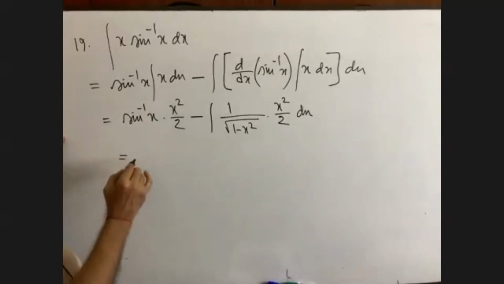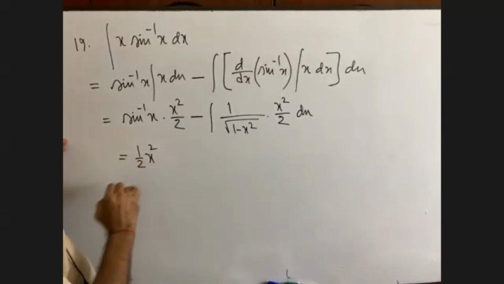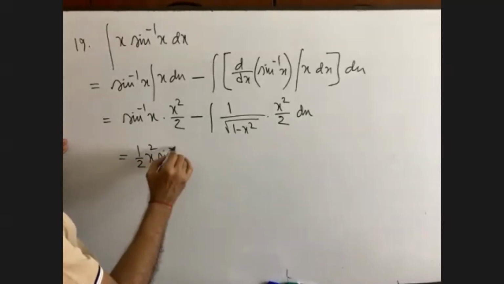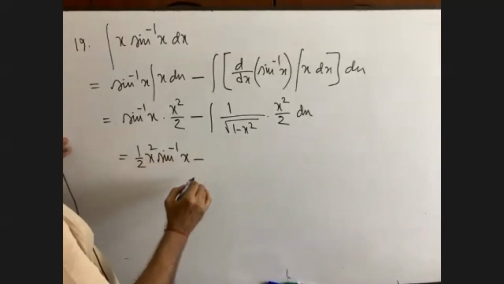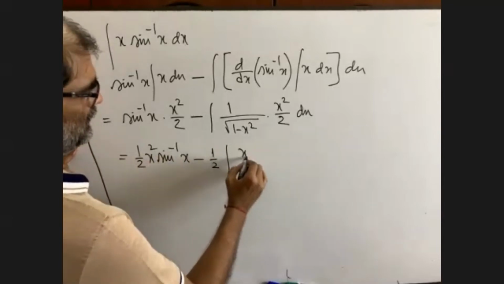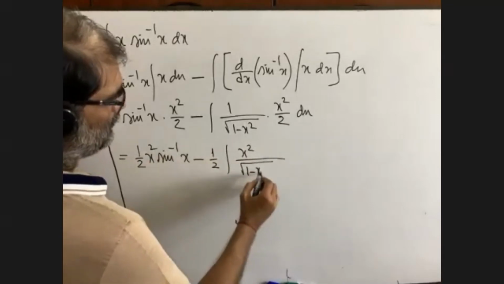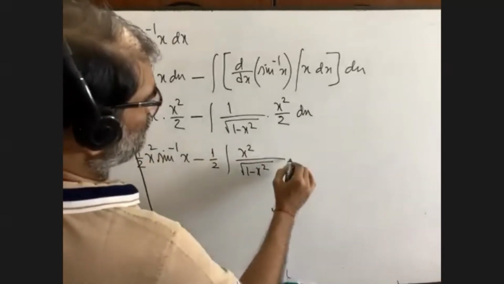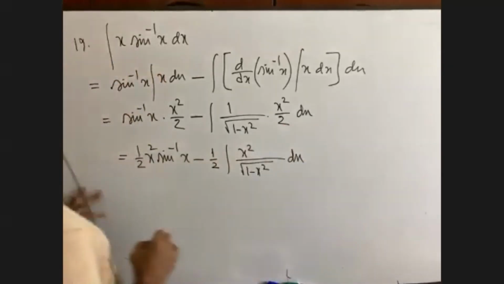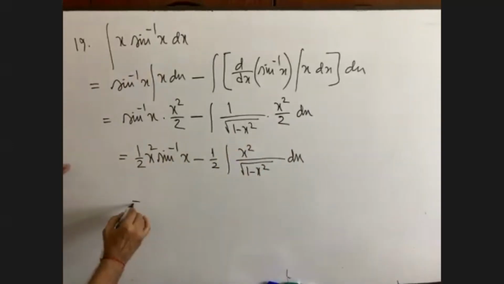Now we can write here half x square sine inverse x minus half integration x square root over 1 minus x square dx. Is there anyone here who can do this math? None of you can do one of it.